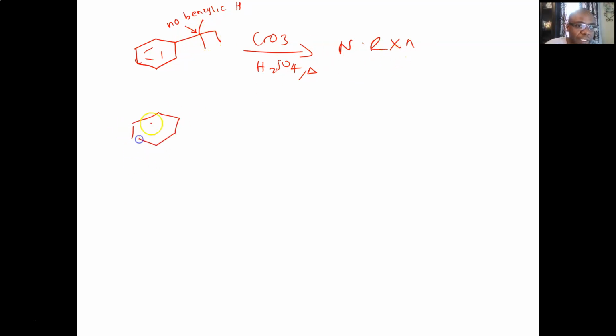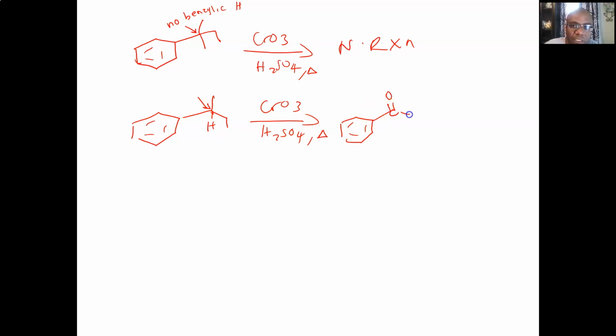But if I had this structure, now I have a benzylic hydrogen. So if I do the same reaction, it's possible to oxidize my benzylic carbon to a carboxylic acid. So the rest of the chain, regardless of how long it is, is just gonna be transformed to a carboxylic acid. That's your benzylic carbon right there. It's converted to a carboxylic acid.